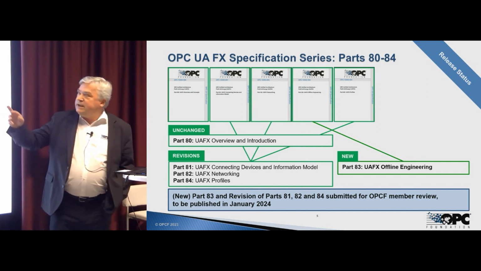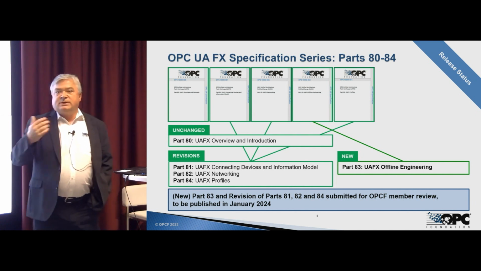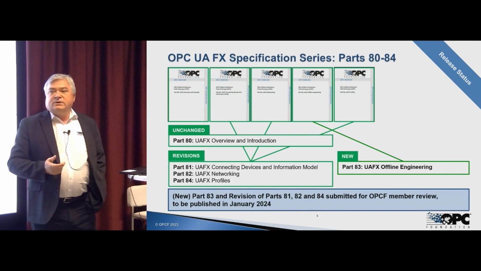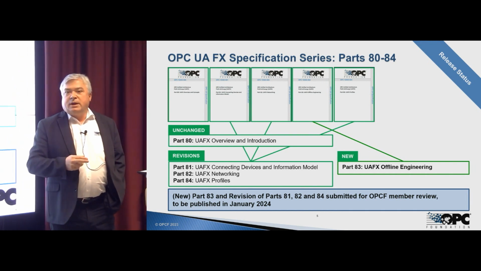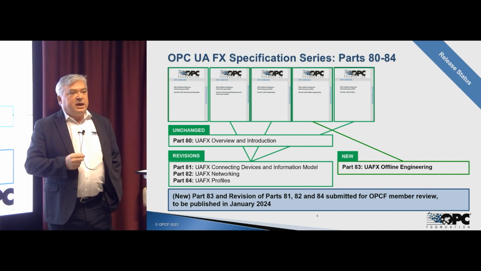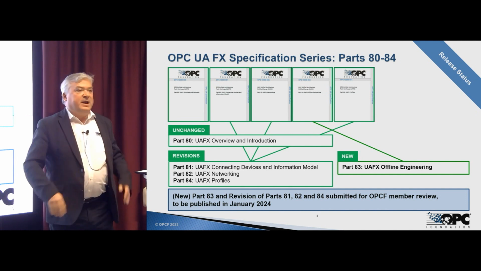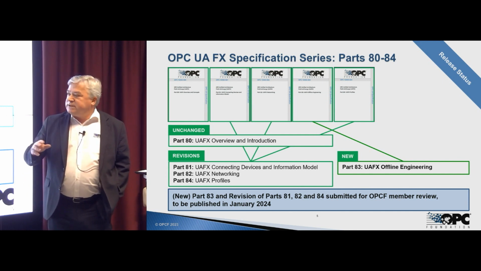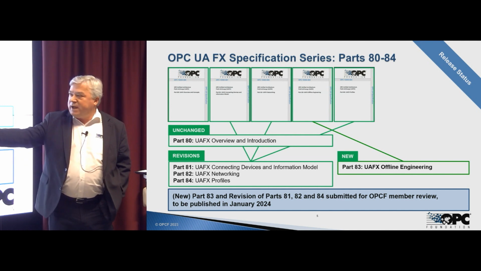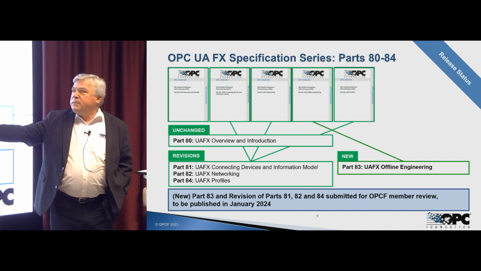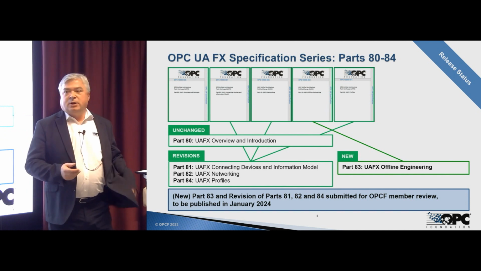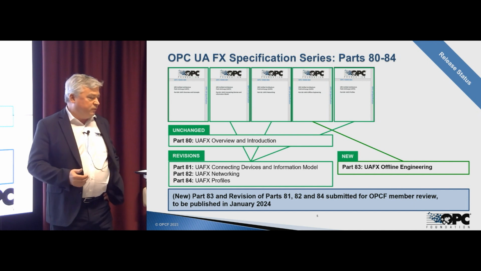agreement. And you see now here the specification series consisting of 5 parts. They are numbered 80 to 84. We had a first release out 1 year ago, and since then have been working on some revisions and also finalizing one part for the offline engineering where we did not have enough prototyping at that time. So now what is currently under member review is revisions of parts 81, 82, 84, the new part 83 for offline engineering, and we did not change the overall introductory part 80, because all the concepts are stable and proven.